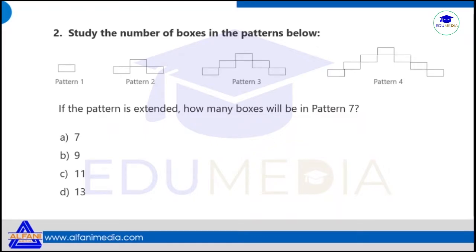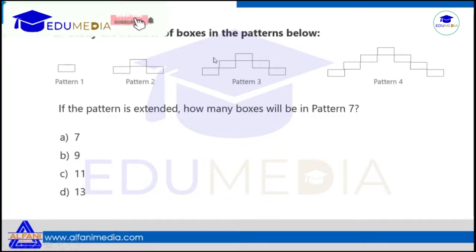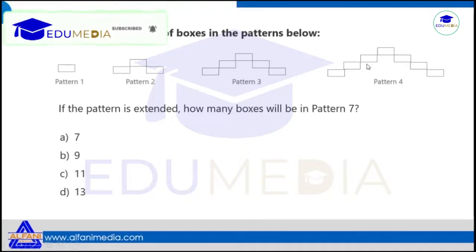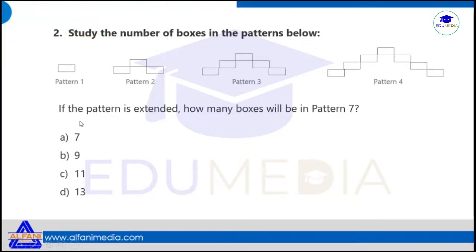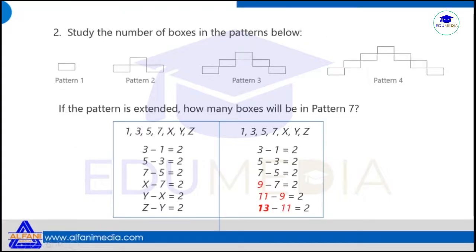Question number 2. It says, study the number of boxes in the patterns below. We have pattern 1, a box here, pattern 2, another box here, 3 boxes here. Pattern 3 also has boxes here, pattern 4 boxes here. Now here comes the question. It says, if the pattern is extended, how many boxes will be in pattern 7? And these are the possible answers. Right, so this is what I have done here.